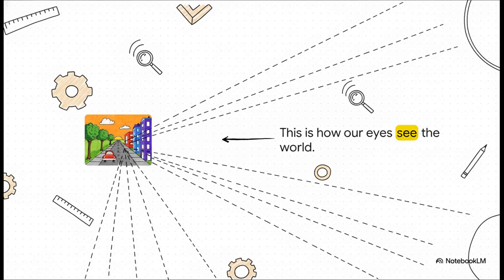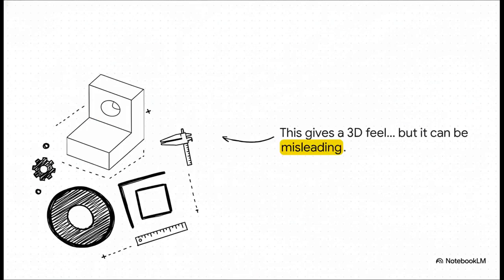But for an engineer, this is a huge problem. Those converging lines completely distort the true size and shape of everything. It's totally useless for manufacturing. You can't just take a ruler to this and build something. No way. Okay, so what about pictorial drawings?